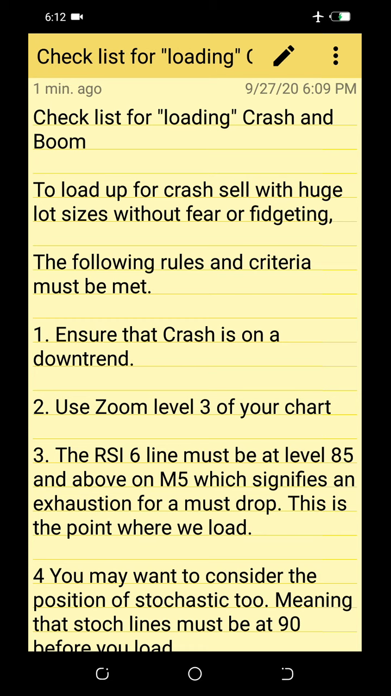If you're watching this video, I'd like to say you're privileged. Go through all the videos I have uploaded already. This should be the 5th or 6th video, I don't know, but go through all my videos if you really wish to understand how to trade crash and boom.